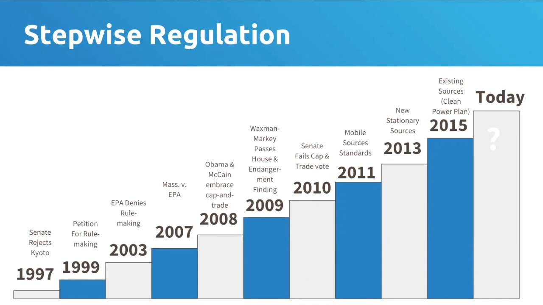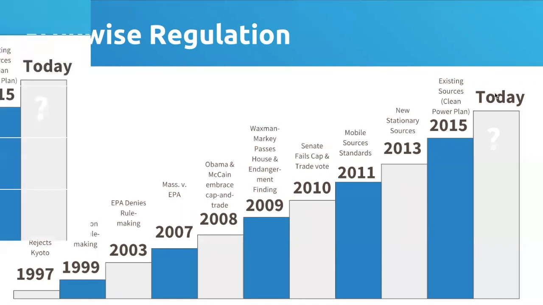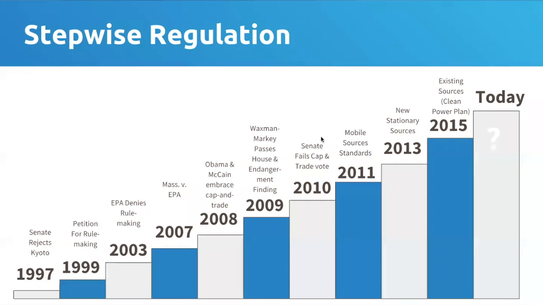And here's just a little timeline of what happens once the court finds that carbon dioxide is a pollutant. So some reference points here: 1997, Senate rejects Kyoto. The petition for rulemaking that I just talked about began in 99. EPA denies that petition in 2003. The litigation begins, takes 4 years to conclude the litigation.